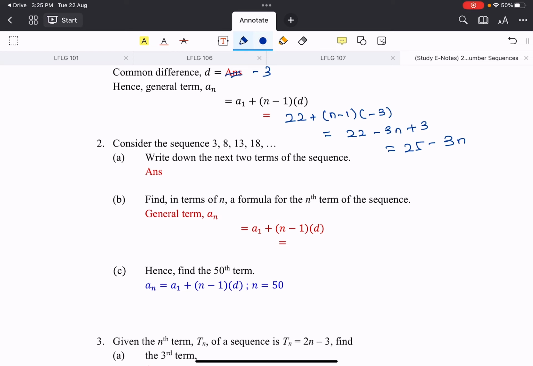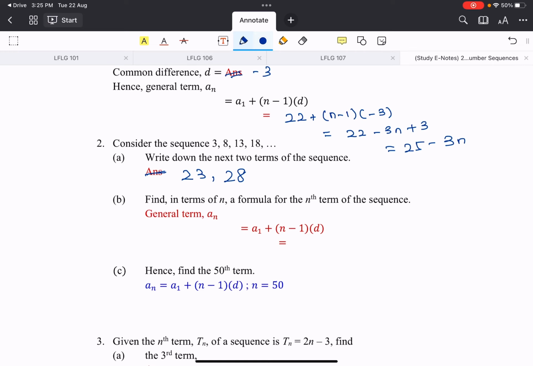Now we have the sequence 3, 8, 13, 18. They want us to write down the next two terms. So let's identify the common difference. From 3 to 8 we plus 5, from 8 to 13 plus 5, 13 to 18 plus 5. Therefore, the common difference is 5. So 18 plus 5 gives us 23. And then 23 plus 5 gives us 28. Right?